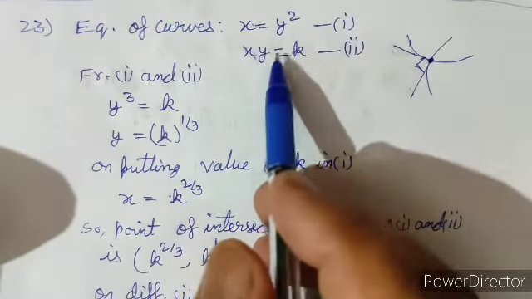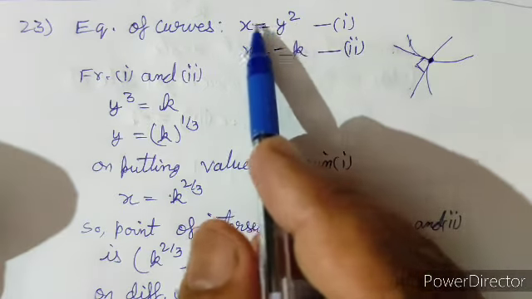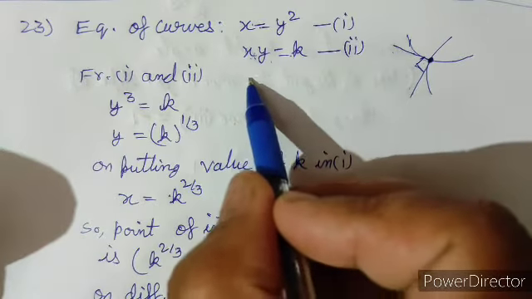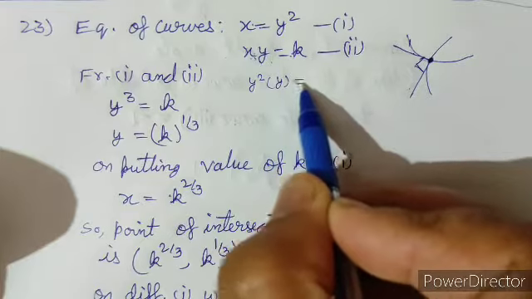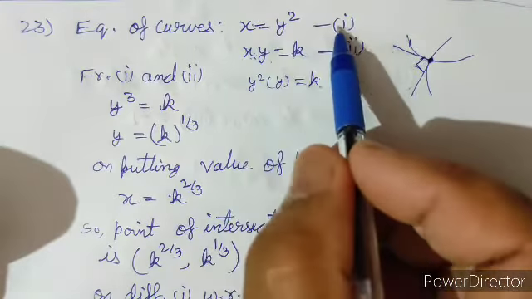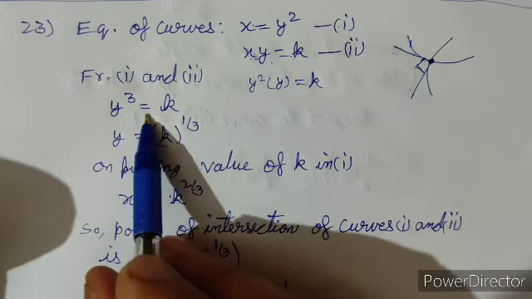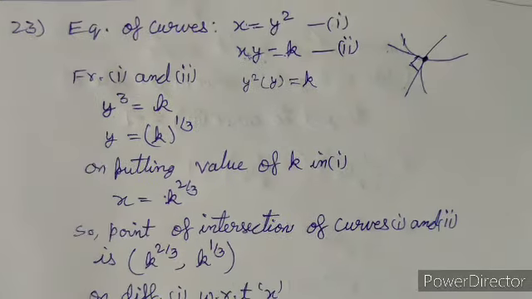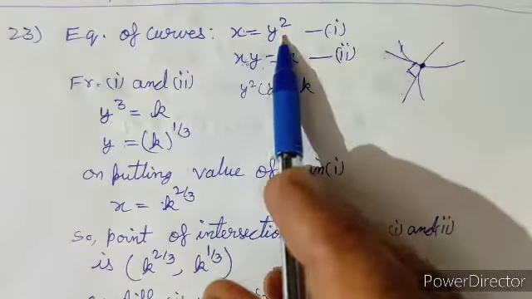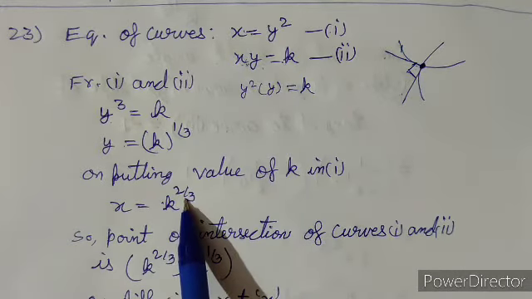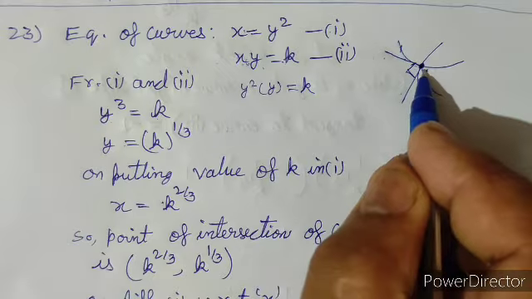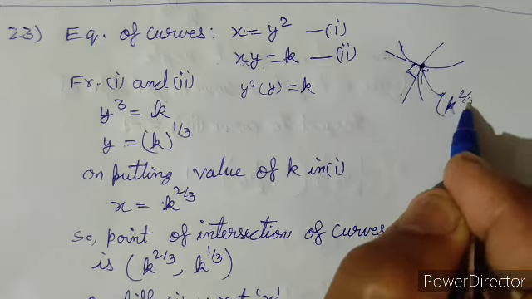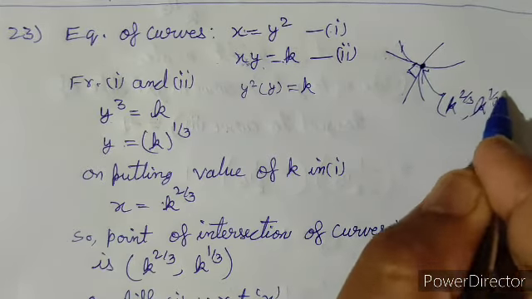Now first of all, we will find the point of contact of the two curves. Now from equation first and second, we can put the value of x from equation first in equation second. So it will be y square into y equal to k on putting the value of x from first in second. Now this will give us y cube equal to k, and that will give us y equal to k raised to power 1 by 3. Now putting the value of y in equation first, we will get x as k raised to power 2 by 3. That means the point of intersection of the curves is (k raised to power 2 by 3, k raised to power 1 by 3).